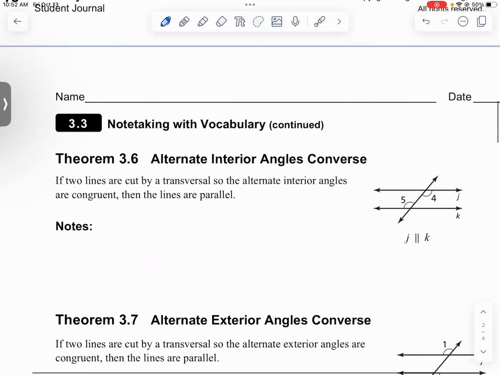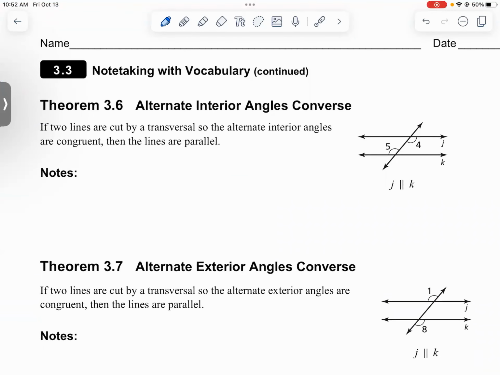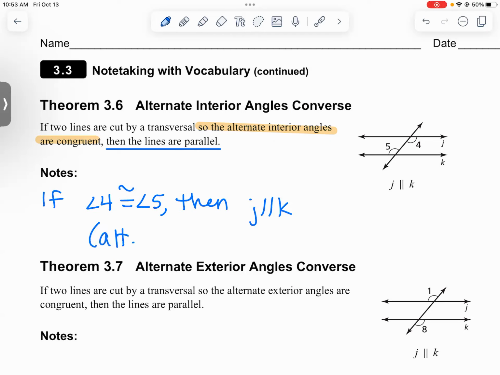Okay. Go to the next page. Also, a converse for alternate interior angles. If two lines are cut by a transversal so that alternate interior angles are congruent, then the lines are parallel. So like in this picture right here, if we know that angle 4 is congruent to angle 5, then we know that J is parallel to K because our alternate interior angles are congruent.